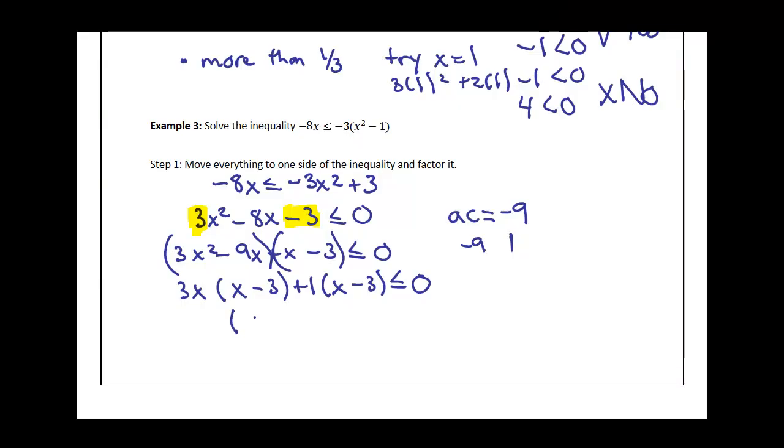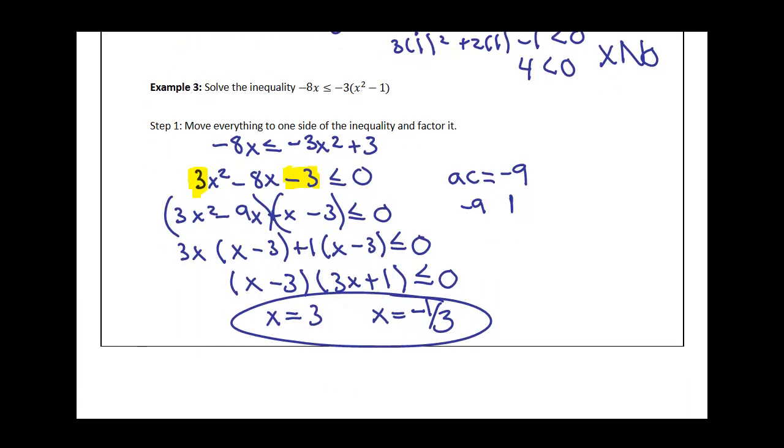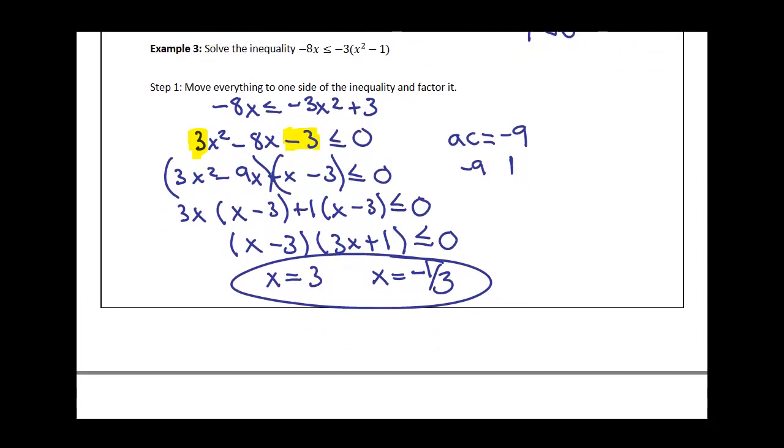Hence our factors now are going to be x minus 3 and 3x plus 1 less than or equal to 0. And our roots then are going to be positive 3 and negative 1/3 here. So now that we have our zeros here of 3 and negative 1/3, we can go ahead and sketch it.